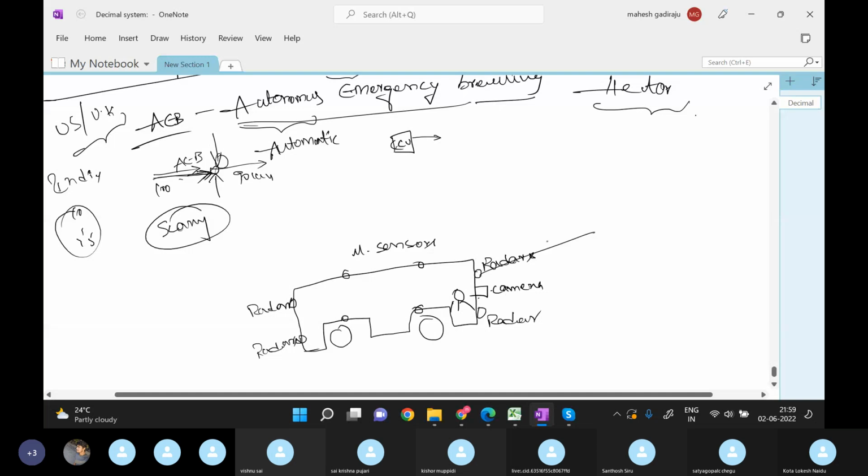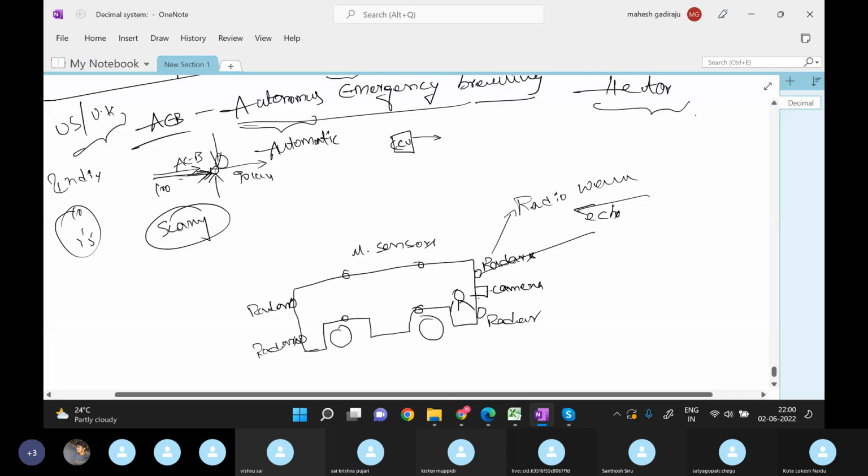So these radars are there, right? Does anyone know what a radar is? There is some frequency. There are radio waves. Depending on the frequency, the radio waves will be transmitted, and then it will receive the echoes. This we call reflections, also refractions.